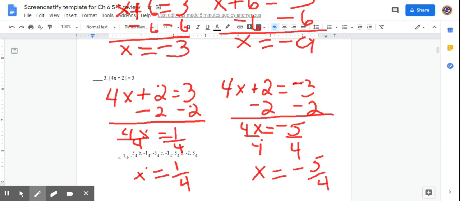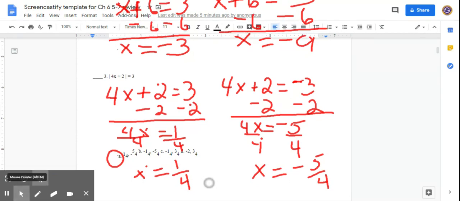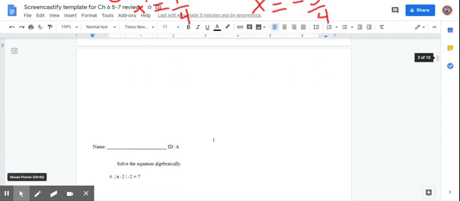So I see that when this prints out, it gets a little wacky. So we have to just go up and see which one that is, which it looks like A. X is 1/4 and x is -5/4. So your answer should be A. In the document I sent you, I included the answer key, so you can see that there. All right, number 3 is done.